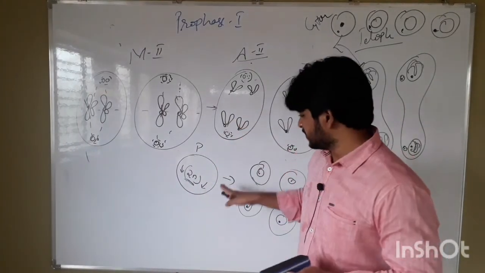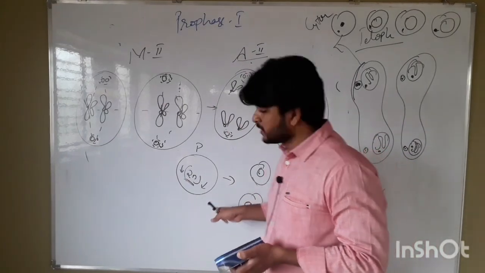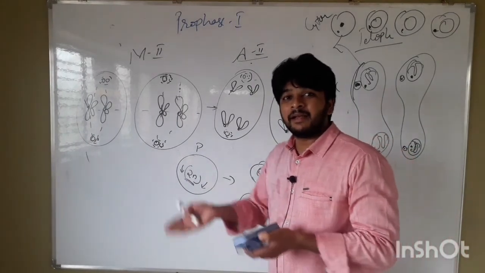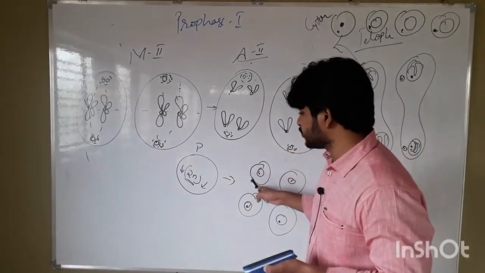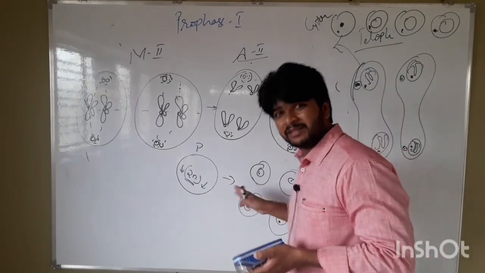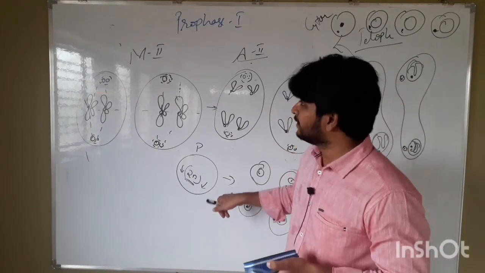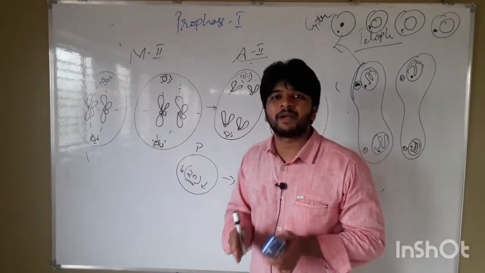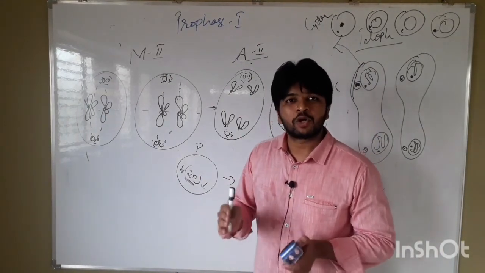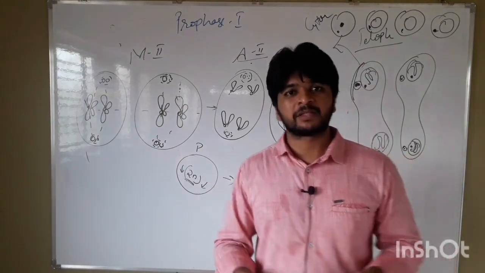This meiosis is called reductional cell division. Why is it called reductional cell division? Because the chromosome number is reducing. It is reduced to half. Hence, this meiotic cell division is called reductional cell division. This takes place only in the gametic cells to maintain the constant chromosome number. This is about meiosis. Thank you.